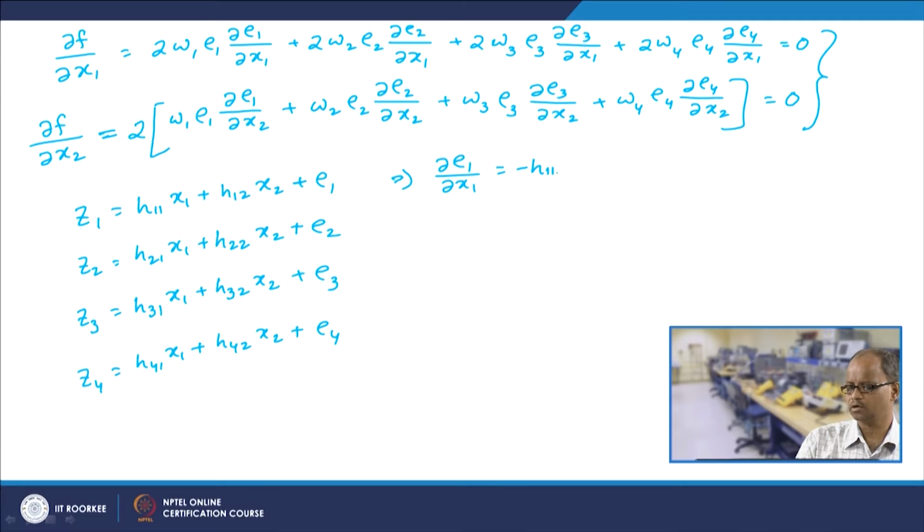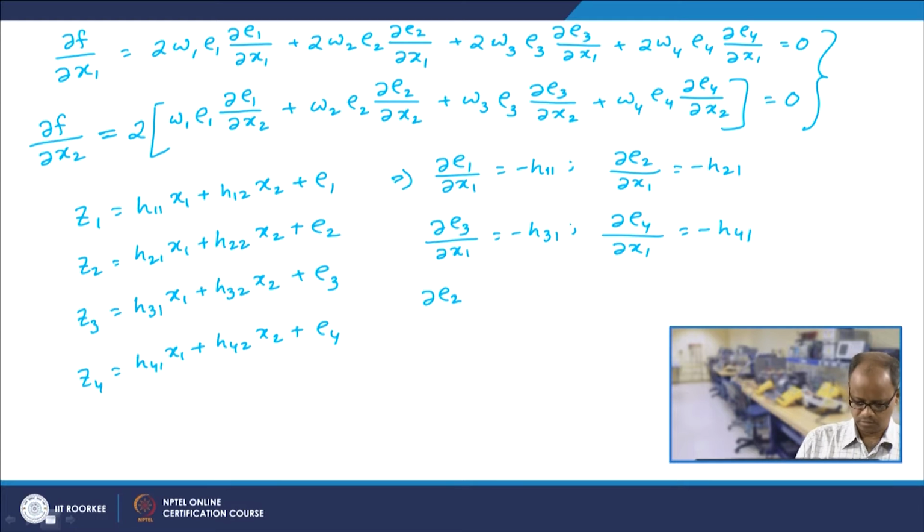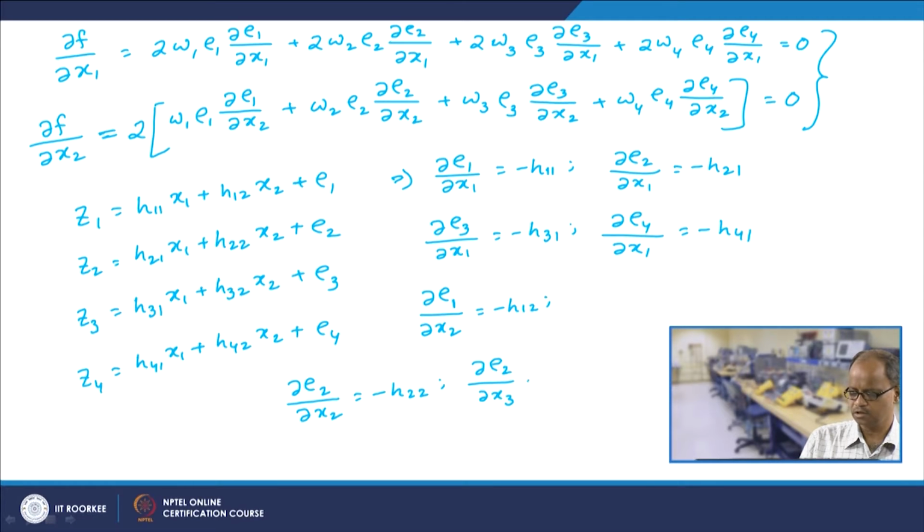I will get minus H11, and similarly del E2 by del x1 would be minus H21, del E3 by del x1 would be minus H31, del E4 by del x1 would be minus H41, del E1 by del x2 would be minus H12, and del E2 by del x2 would be minus H22, del E3 by del x2 would be minus H32, and del E4 by del x2 is equal to minus H42.